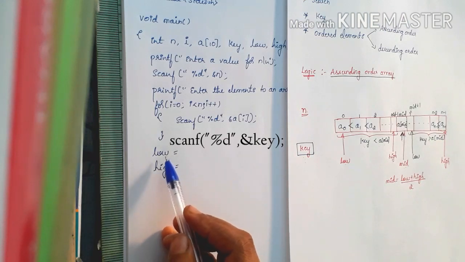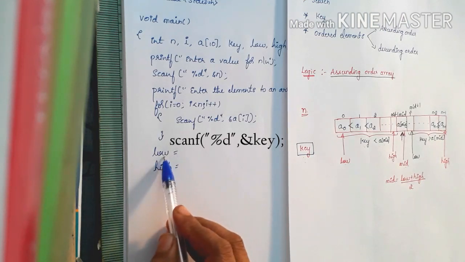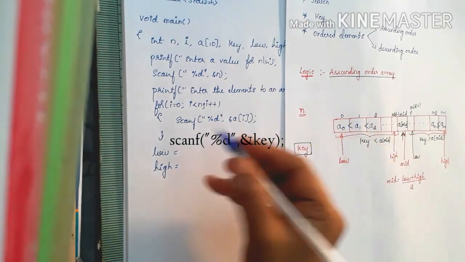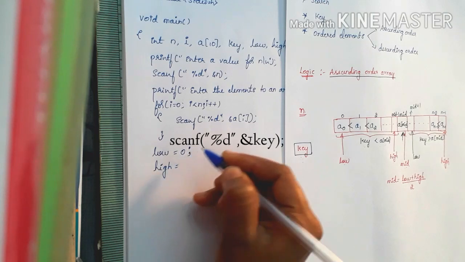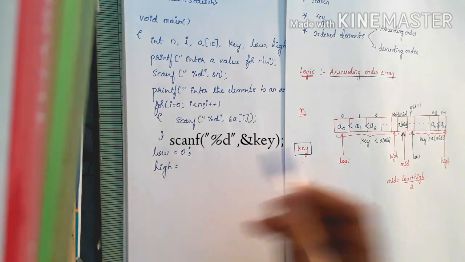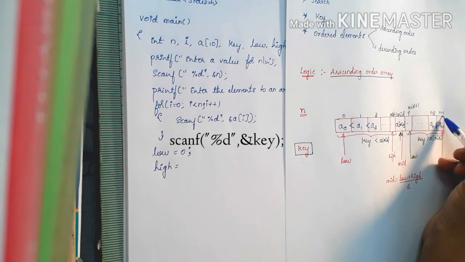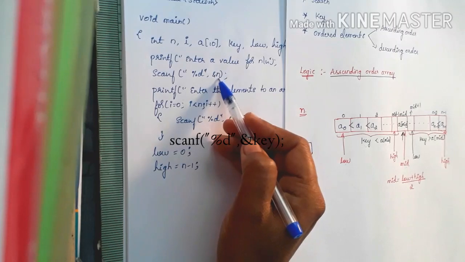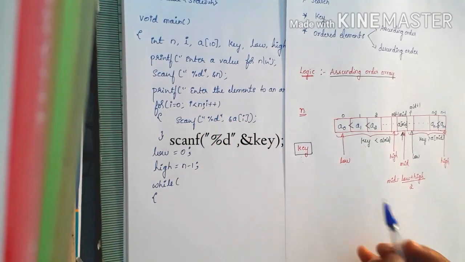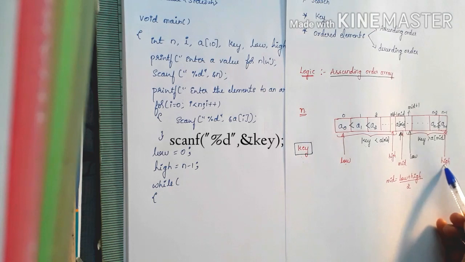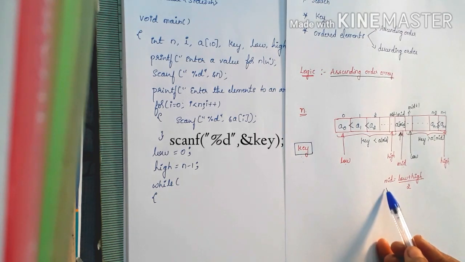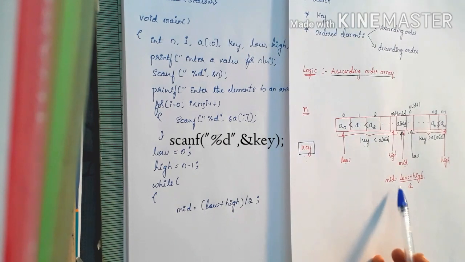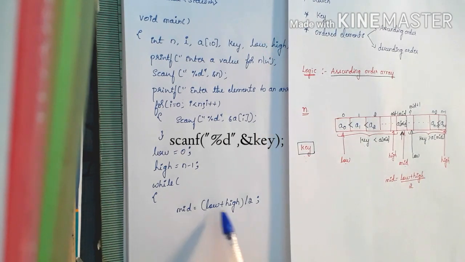Next, initialize the variables low and high. Low indicates the position of the first element. The position of the first element is 0, so low is initialized with the value 0, and high, which indicates the position of the last element, is nothing but n minus 1, because we already input the value for n. Next, using these low and high values, find the position of the middle element using the formula mid is equal to (low plus high) divided by 2.